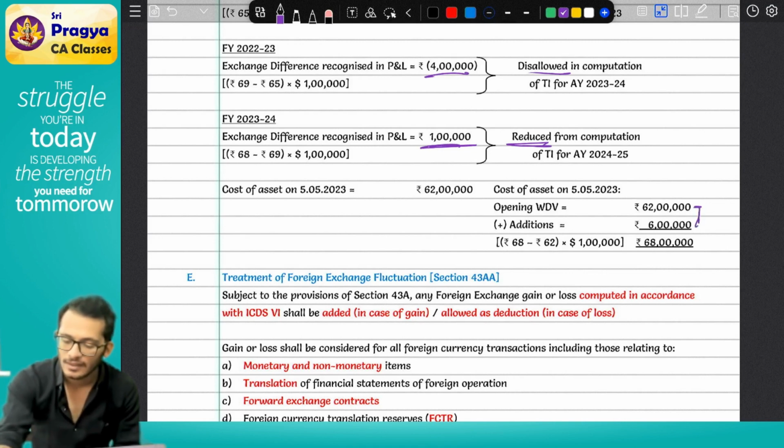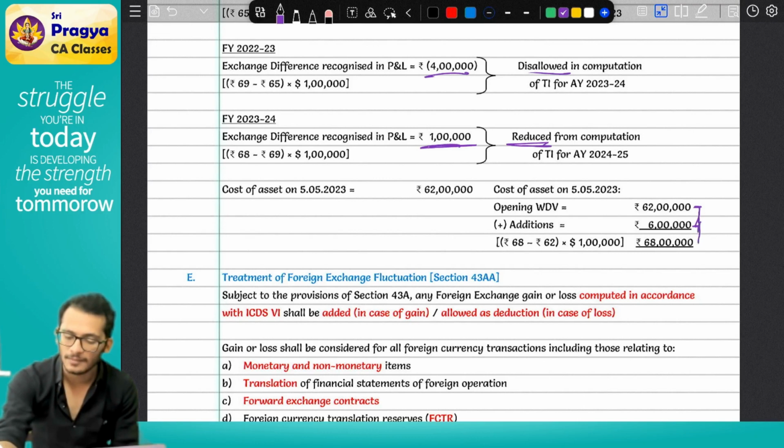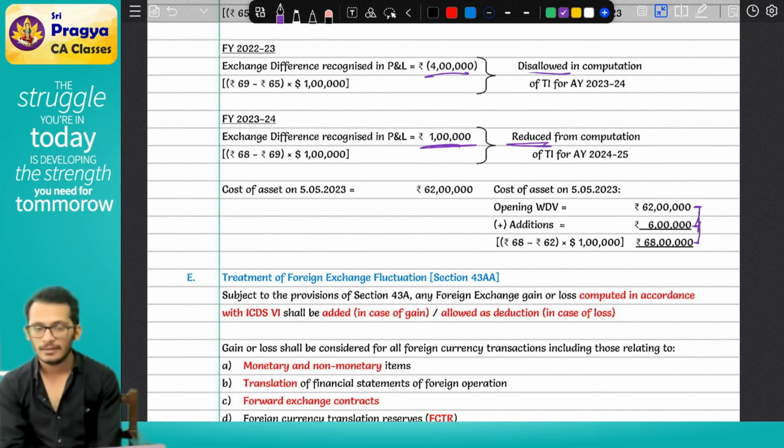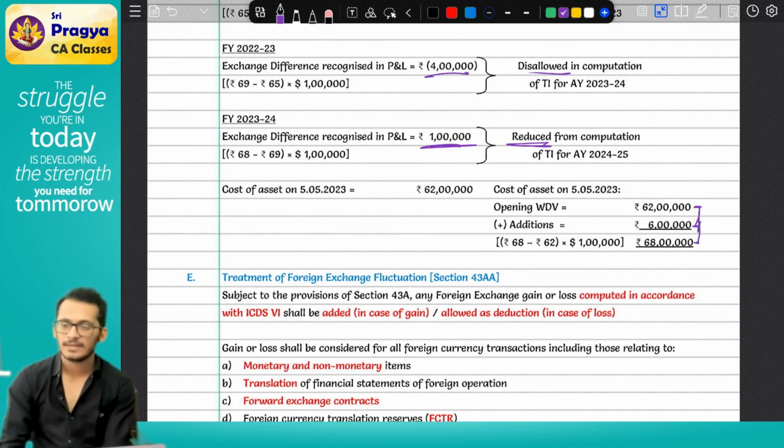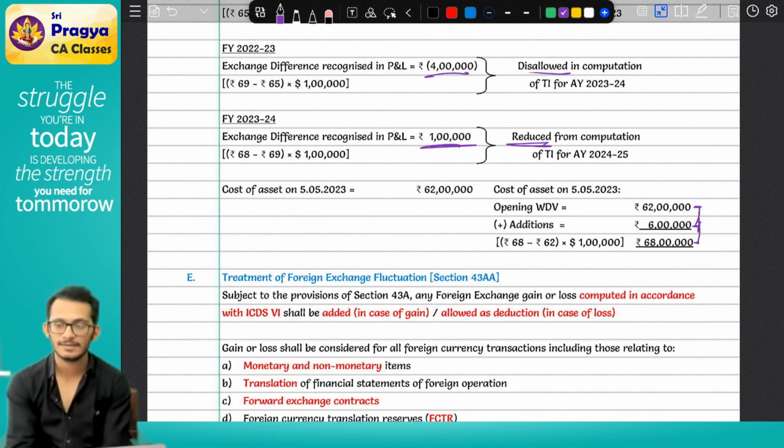opening WDV is 62 lakhs, add additions 6 lakhs, total will become 68 lakhs. Total will become 68 lakhs. Yes or no? Yes. Understood, not understood?